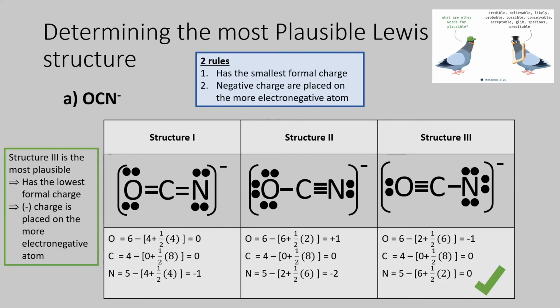Betul ke saya cakap tadi? Across the group, electronegativity increase kan? Betul tak? Betul. Sebab atomic radii dia decrease. Yes, across the group dia makin kecil. Dari kiri ke kanan, kecil. Yes, bagus. Yup, bagus. Okay.